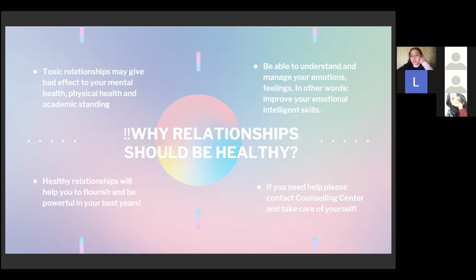So as I already mentioned, you have to be able to understand and manage your own emotions, your feelings. In other words, you have to be emotionally intelligent, or improve your emotional intelligence skills. That way you will be able to recognize which relationships are suitable for you and which are not. And this is very important for your mental and physical health, and of course academic standing. Thirdly, healthy relationships will help you to flourish and be powerful in your best years.